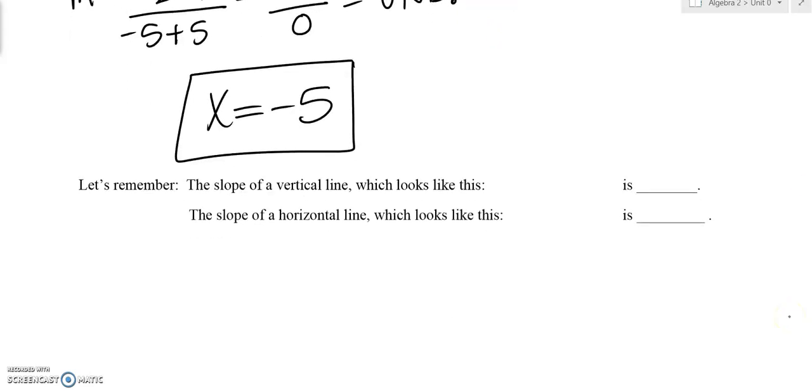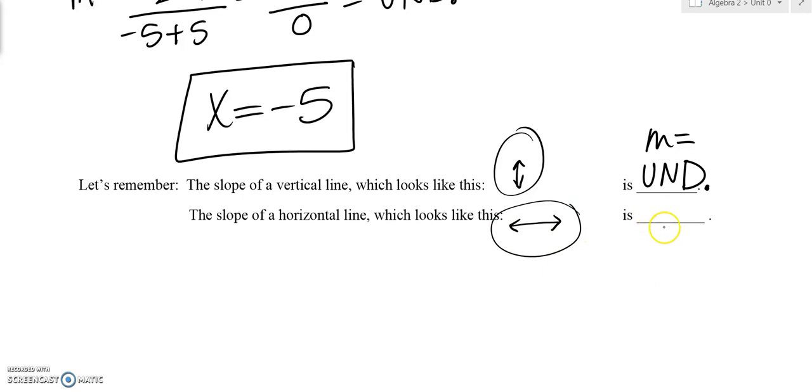Right below it, let's remember these two main pieces of information. The first one, the slope of a vertical line. Remember, vertical would be up and down, so something that looks like that, has a slope being undefined. So kind of two things to remember. Then, the slope of a horizontal line, which looks like this, also important, has a slope of 0. So again, that's my m.